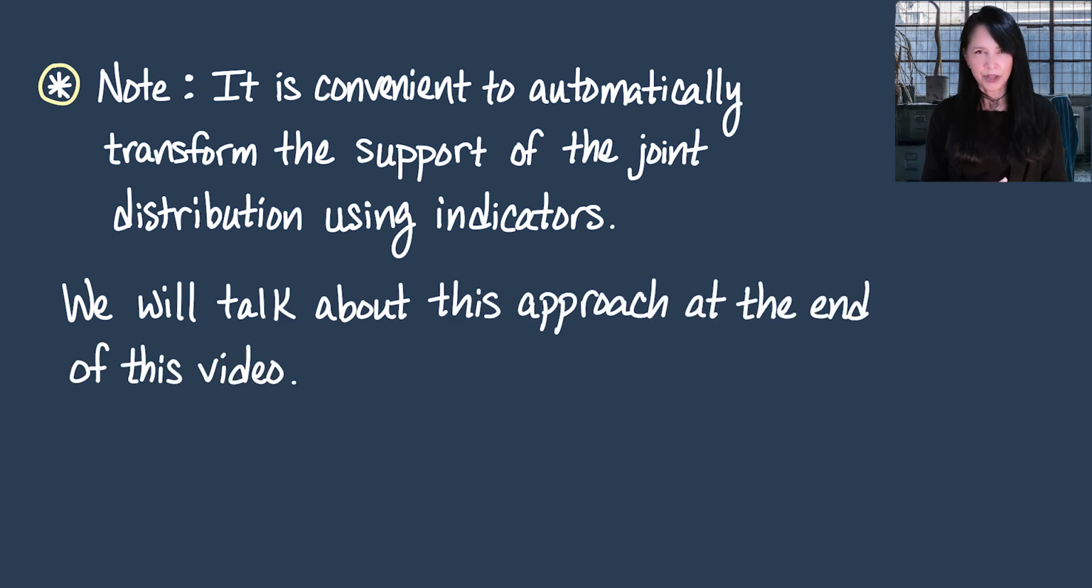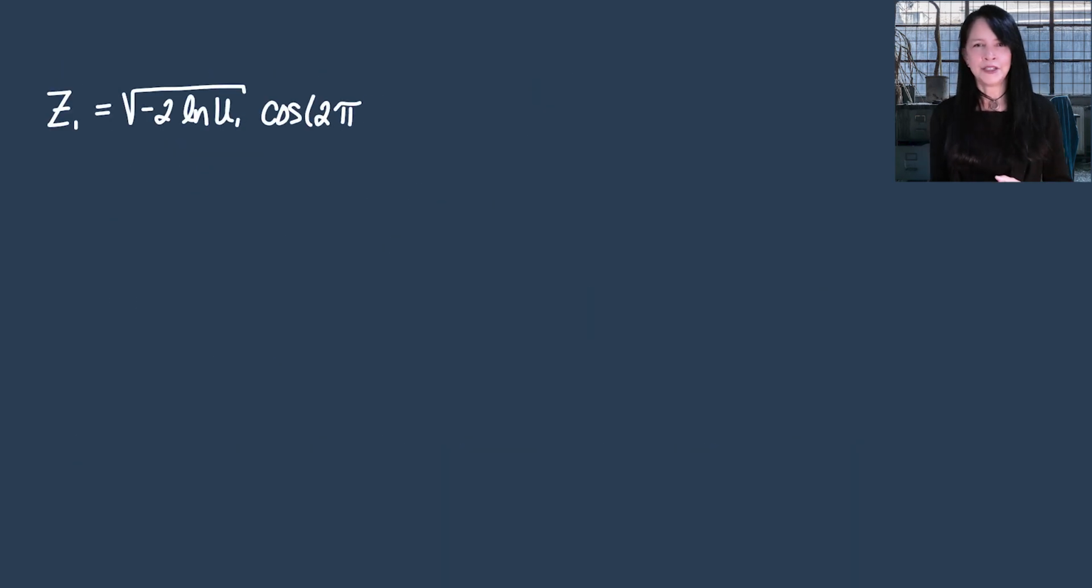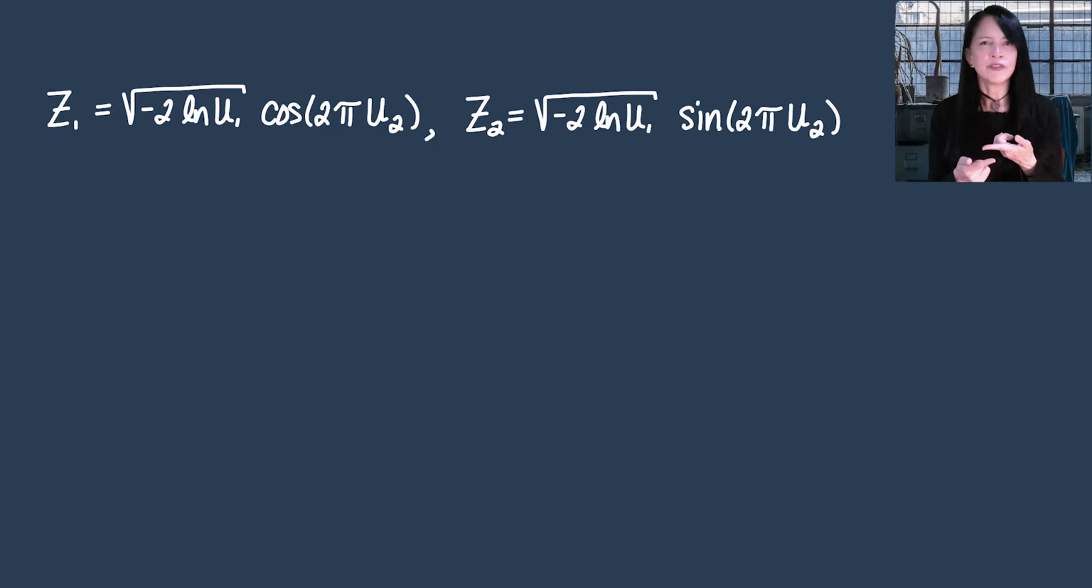Now, this is a stylistic choice, and I will talk about this at the end of the video. But right now, we're going to go into the hairy details of showing the Box-Muller transformation, and I'm going to transform the support of the distribution really informally. Okay, here's my Z1, here's my Z2. I might make all of these lowercase letters for the algebra I'm about to do. It really doesn't matter. But let's talk about the support, or the kinds of values we're going to see for Z1 and Z2.